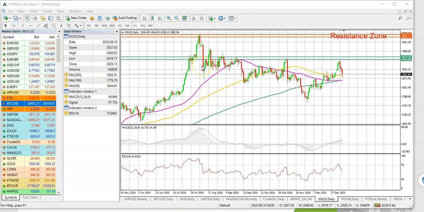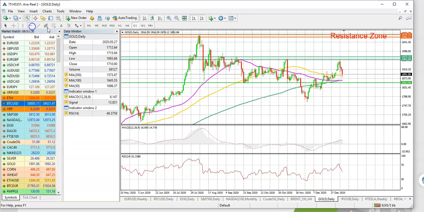But at the same time, what we also need to do right now is to define our support zone once again. And that support zone is going to be defined by these particular lines.